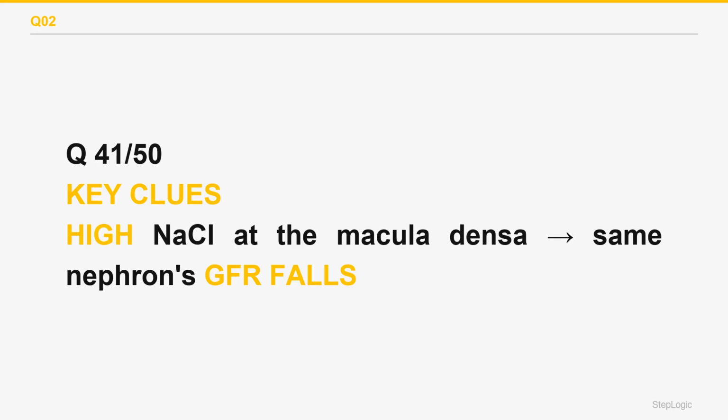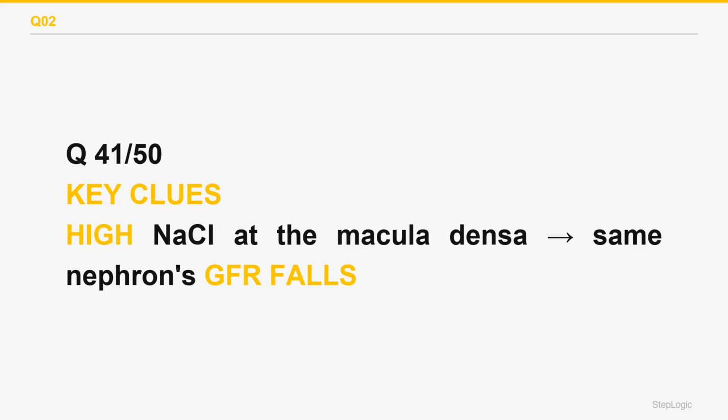The macula densa is a specialized plaque of cells in the distal tubule sitting against its own glomerulus. When it senses high sodium chloride delivery, meaning that nephron is filtering more than it can reabsorb, it releases adenosine, which constricts the afferent arteriole and lowers filtration in that single nephron. This is tubuloglomerular feedback, a negative loop protecting the tubule from being overwhelmed.